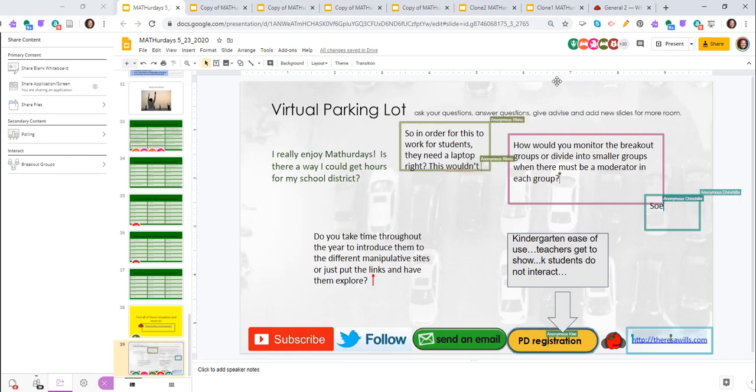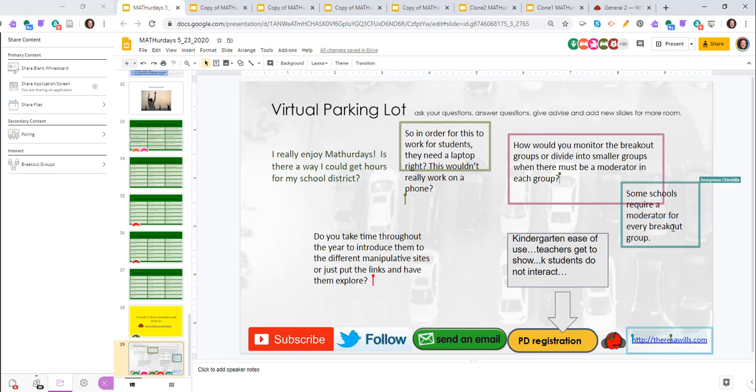Someone asked, in order for this to work with students, they need a laptop. They can use a variety of different devices, but they should download the Google Slides app as opposed to working just on the website. The Slides app will allow students to edit, drag, and drop.